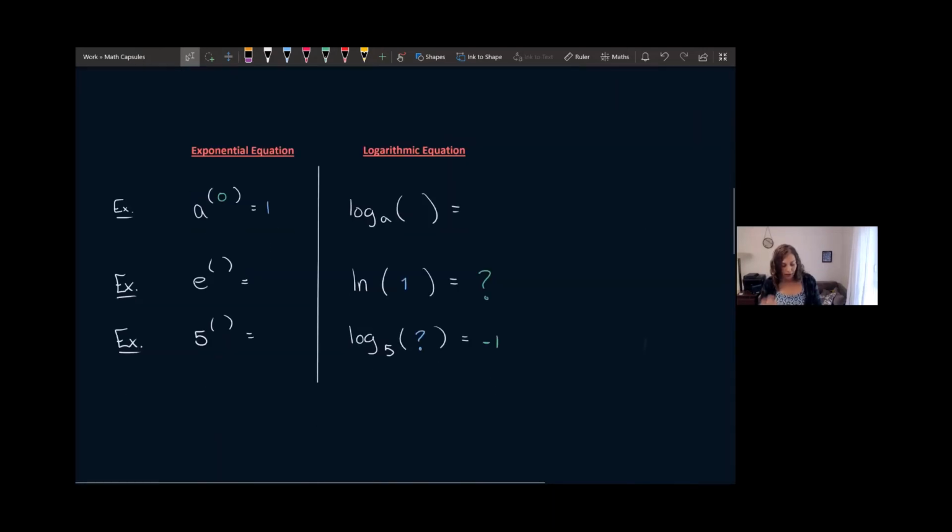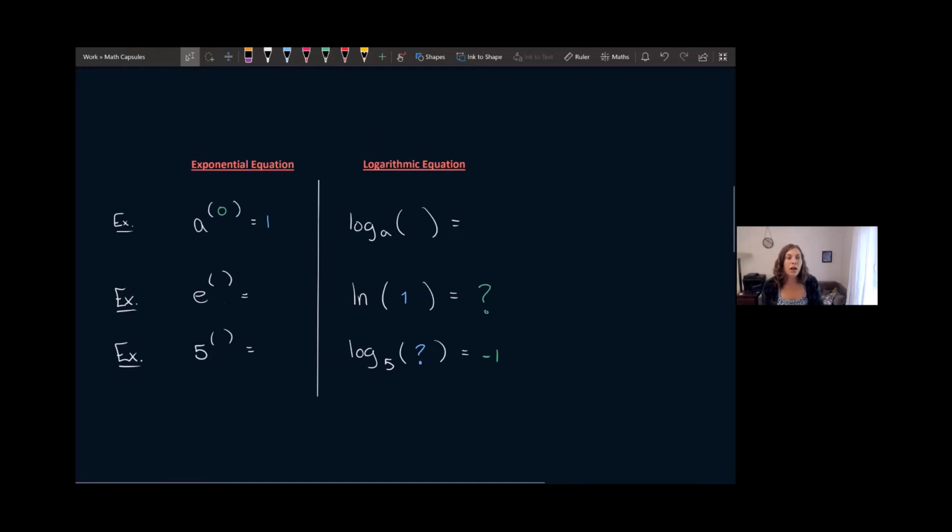Let's try this out. So here I have two columns. On the left-hand side, I'm writing exponential equations. On the right-hand side, I'm writing logarithmic equations. What I want to do is take whichever side has been filled in and convert that over to the other side. You might want to take a minute and try this yourself, and then pause the video when you're ready. I'm going to go straight through all three of these.